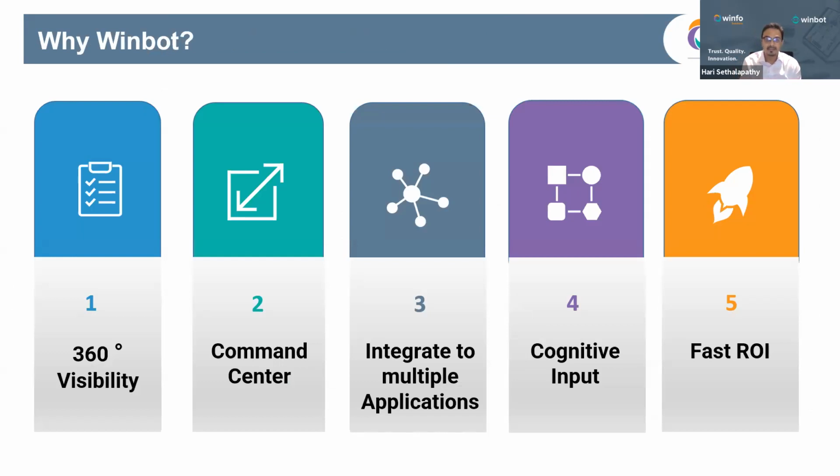The first being 360-degree visibility. Give the business users full insight from a single place. They just need one place where they log in. That brings us to number 2 as well, which is a command center. And you'll hear the word command center throughout, right? Think of command center like a cockpit in a plane, right? It's one dashboard where you have everything in one place.